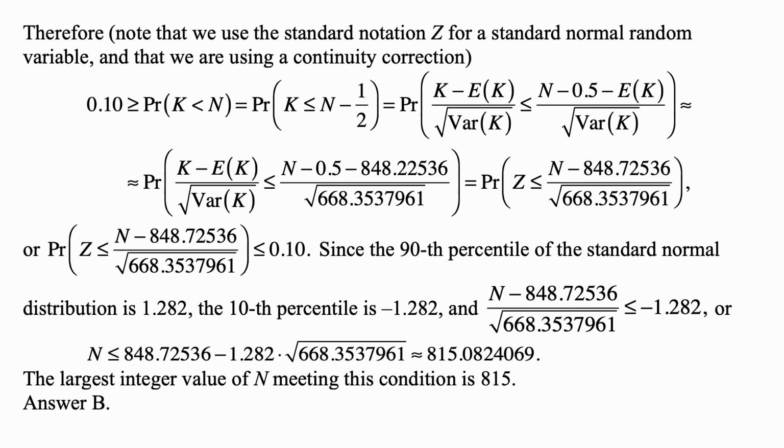n minus 848.72536 over the square root of 668.3537961 is less than or equal to negative 1.282, or n is less than or equal to 848.72536 minus 1.282 times the square root of 668.3537961. That's approximately equal to 815.0824069. And the largest integer value of n meeting this condition is 815.